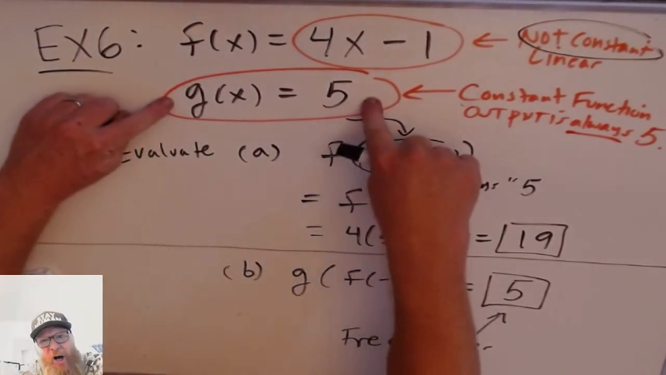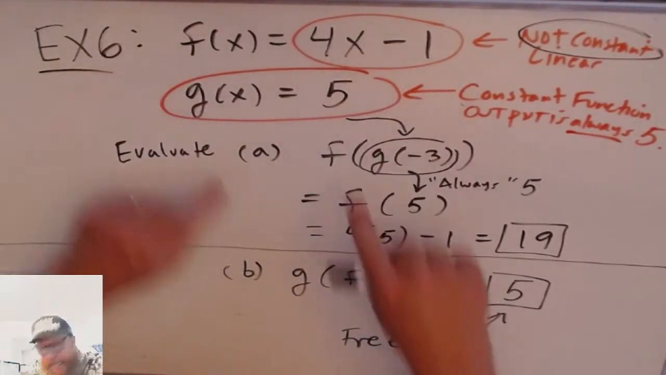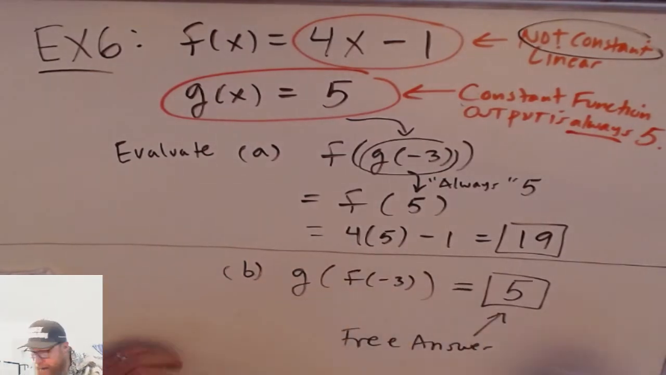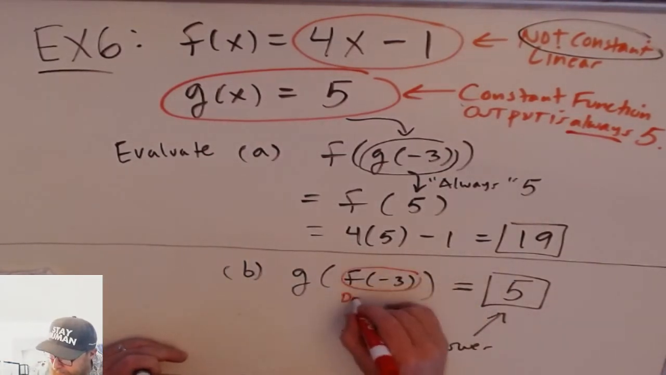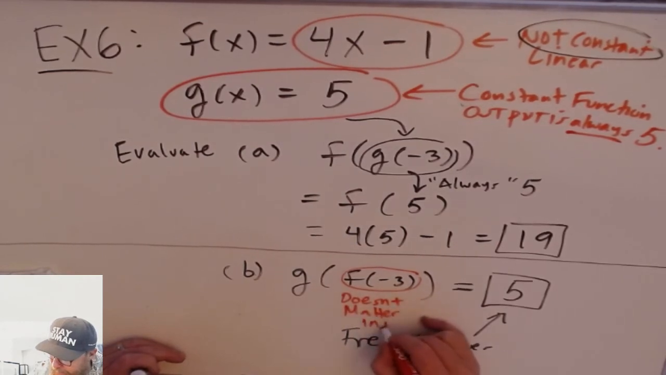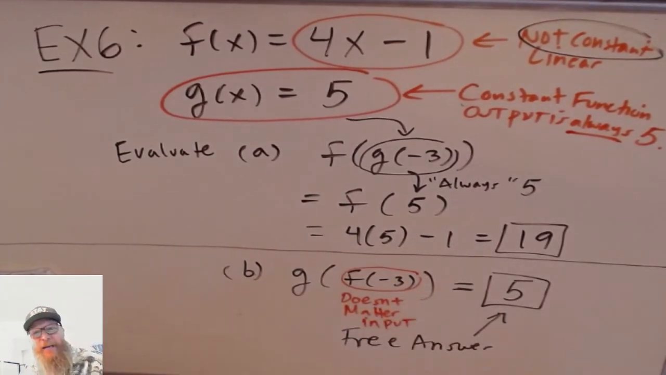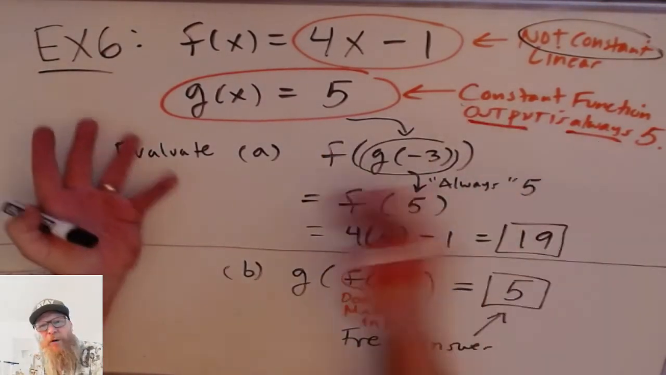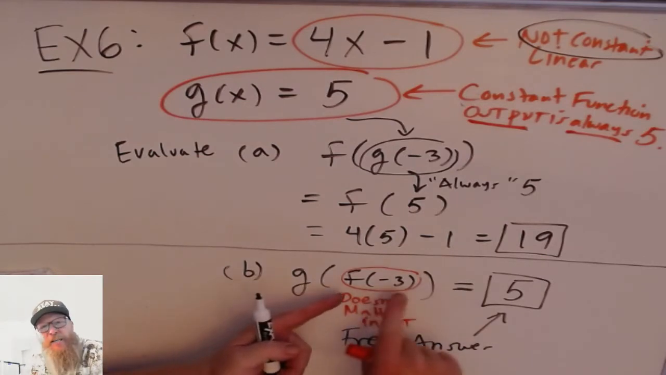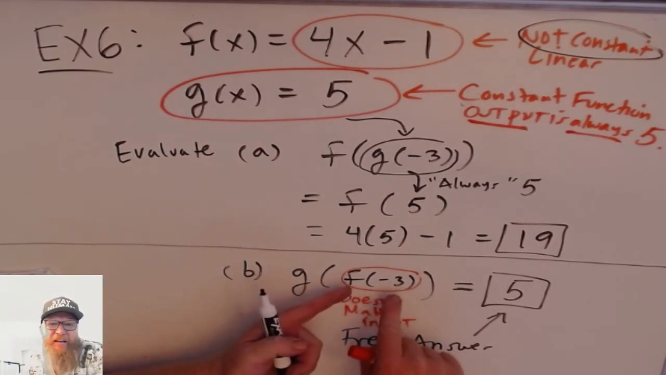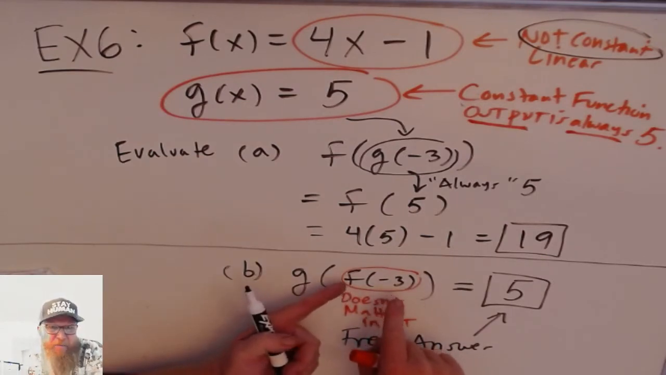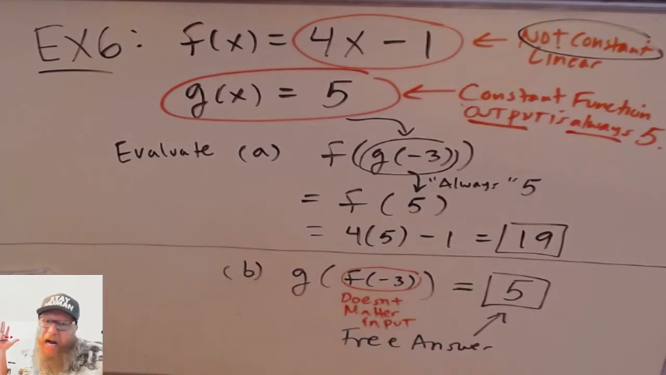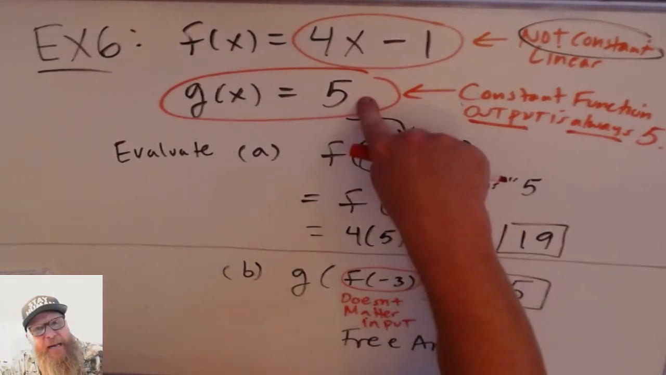Because g is a constant function, it doesn't care what f does. The input doesn't matter because the constant function is outputting always 5. So you could sit there and figure out what f is if you really wanted to waste your time, but it doesn't care because g is going to say, I don't care what you do. I'm always going to give you the same answer, and the answer is 5.